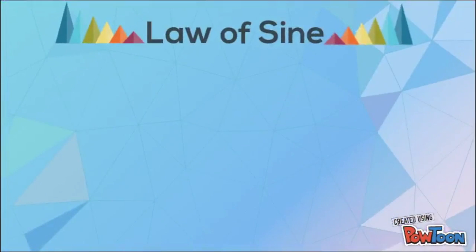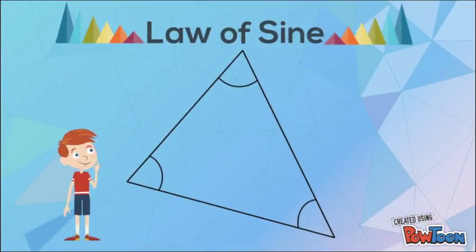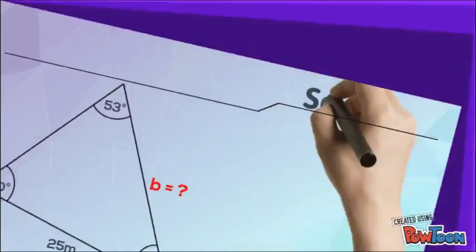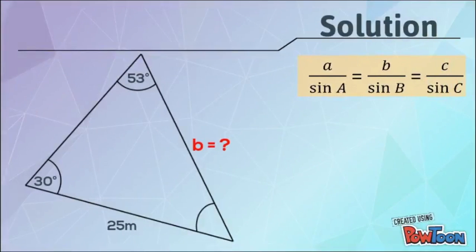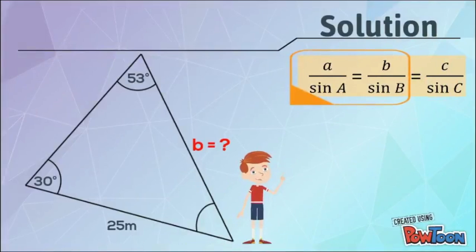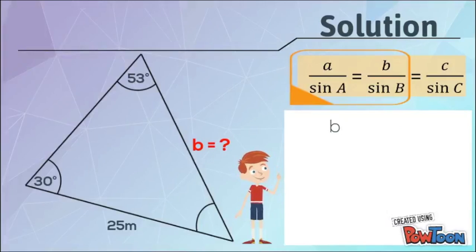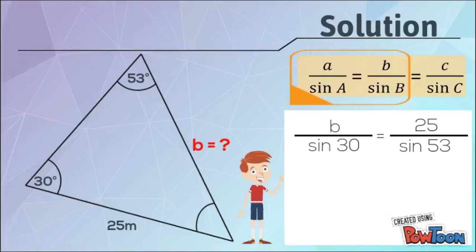Here is an example for you to understand clearly. Given that angle A is 53, the other angle B is 30, and the length of a is 25 meters, what is the length of b? As we learned before, the law of sine: a over sine A, b over sine B. Therefore, b over sine 30 equals 25 over sine 53. Your answer should be around 15.7 meters.